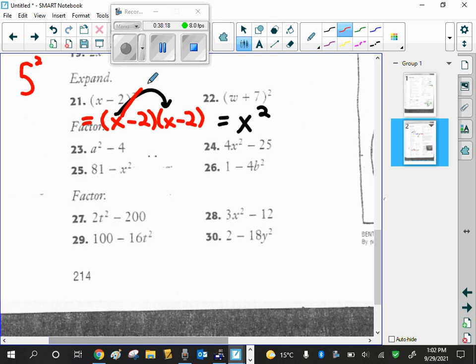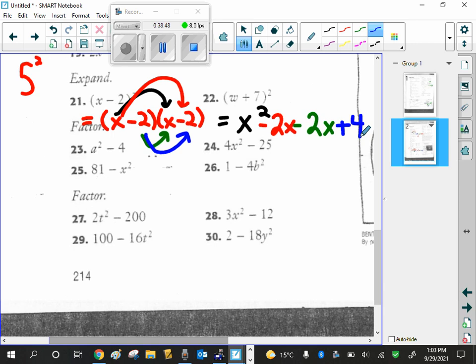Now, what's x times negative 2? Well, if there's a letter, a variable, and a number, you just put the number in front of the variable. So negative 2x. That's what negative 2x means, negative 2 times x. Next is negative 2 times x again. And next is negative 2 times negative 2. You're not adding them, you're multiplying them. 2 negatives, when you multiply, equals a positive.